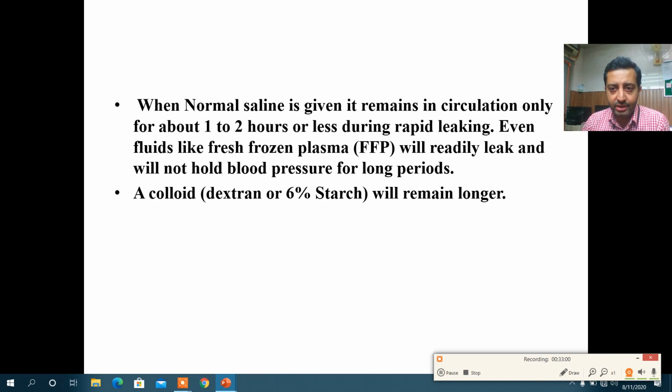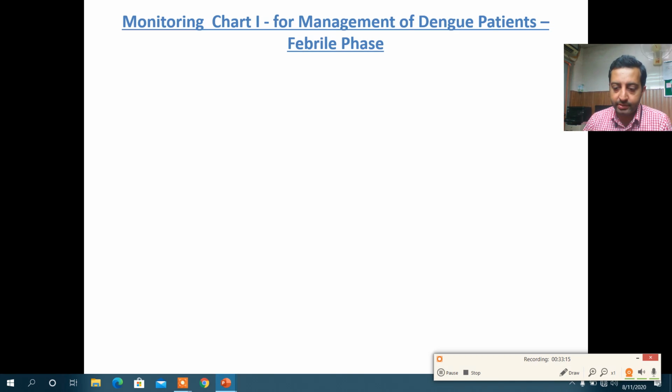So this normal saline once given remains in circulation only for 2 hours. Colloid will remain for a longer time. That's why colloid is given if there is no response to normal saline or crystalloid.